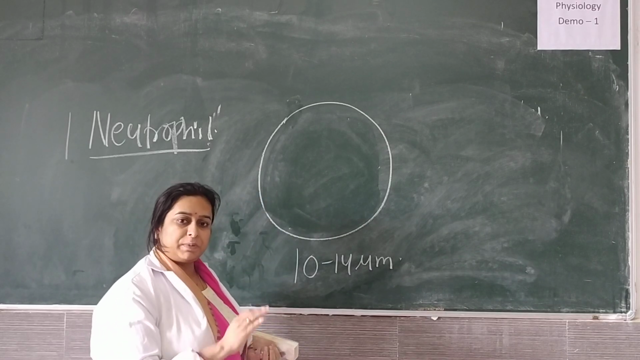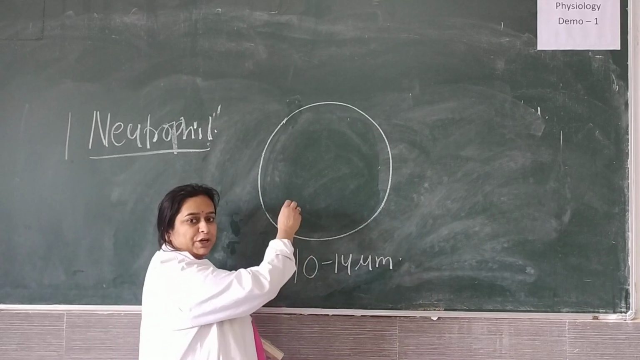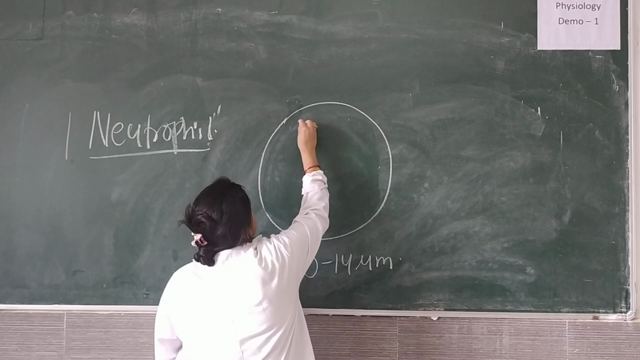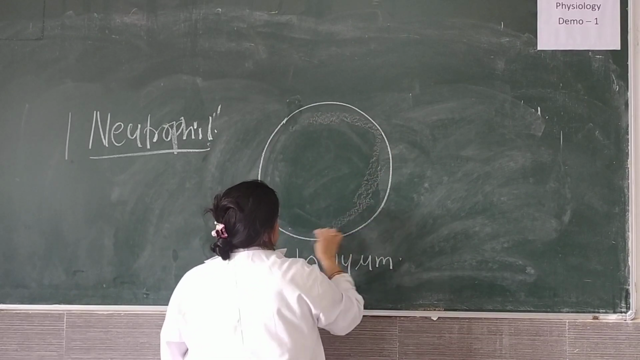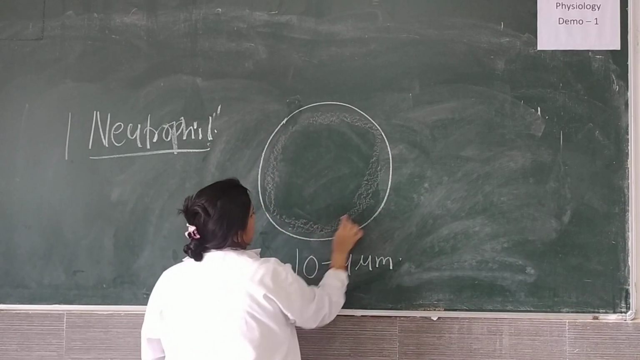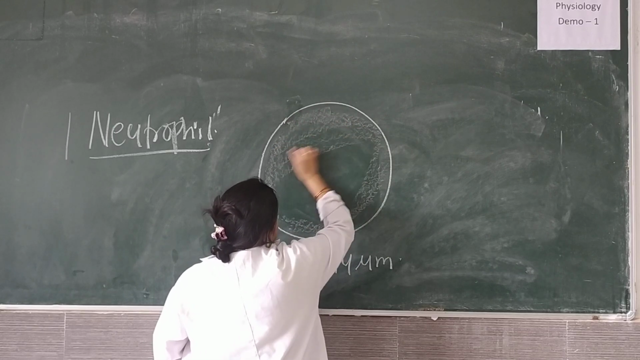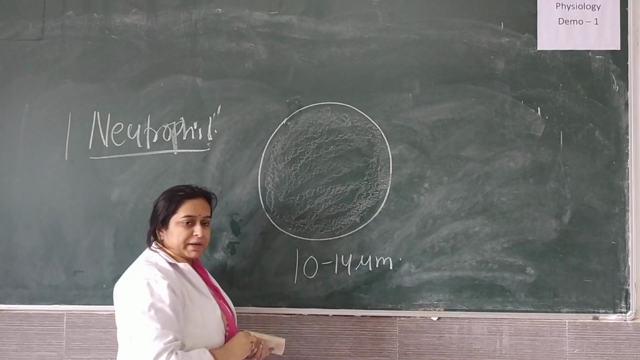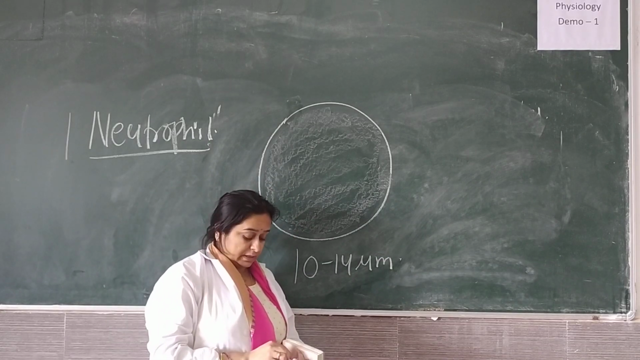So how does the cytoplasm of eosinophil look? The cytoplasm of eosinophil looks pinkish in color, slightly pinkish.